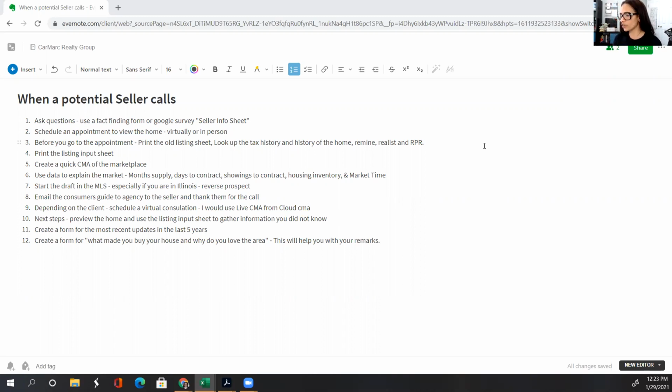Then number 12, create a form called what made you buy your house and why you bought the area? Those are important. Now, I didn't tell you how to close the deal. That's really for another day. But if you do get the appointment, walk through the house, and you can say to the client, now that I've walked through the house, ask the question, when do you want your house to be on the market? Oh, I want the house on the market Monday.